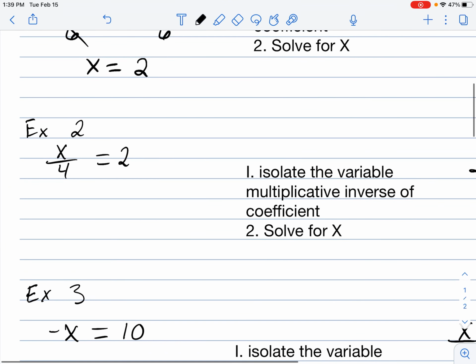Okay, next one here, x divided by 4 equals 2. So once again, that's actually x times 1/4. The multiplicative inverse of that is going to be 4. This is going to isolate the variable, leaving us with just x. And then on the other side, 2 times 4 is 8.